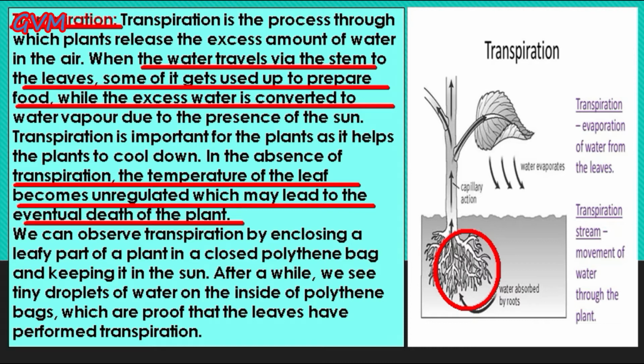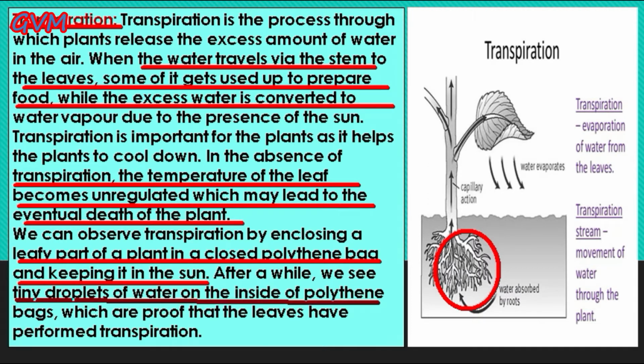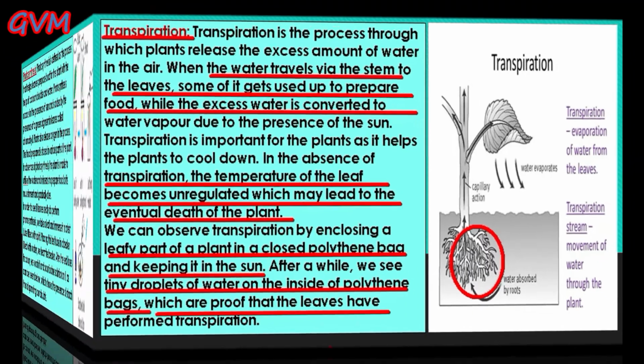And students, you can also observe this phenomenon of transpiration just by enclosing a leafy part of a plant in a closed polythene bag and keeping it in the sun. And students, when you observe it after a while, you will see many tiny droplets of water on the inside of the polythene bag. And students, that will prove that the leaves have performed transpiration.